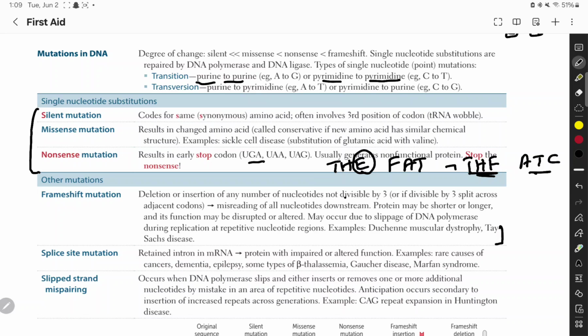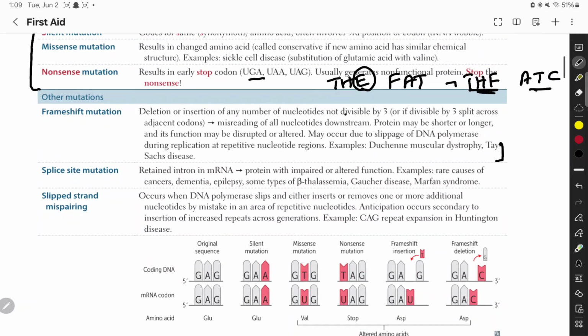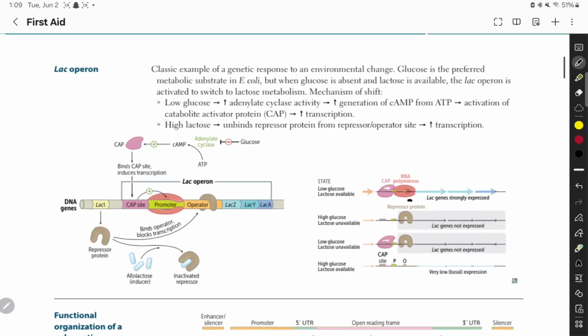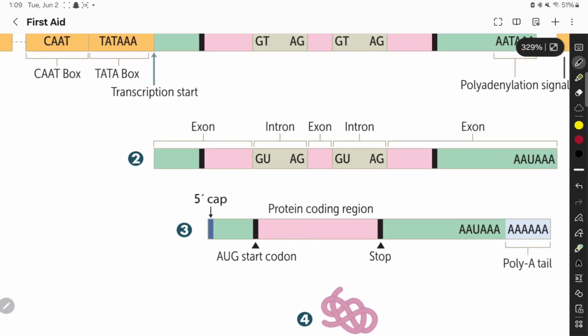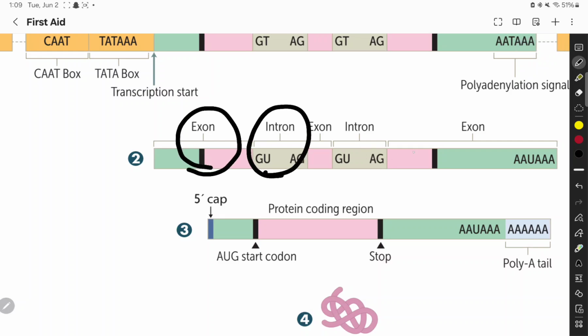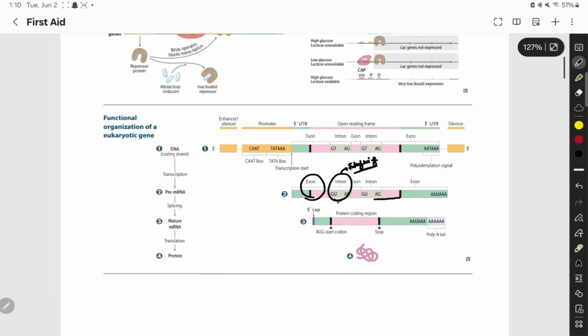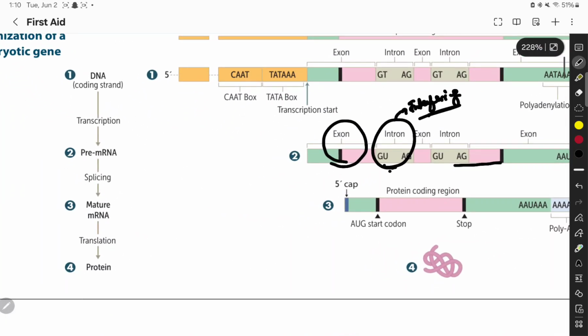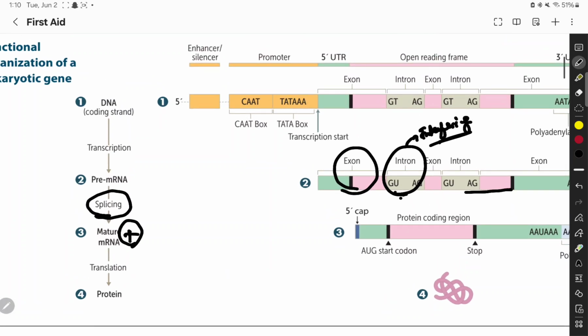Then we have splice site mutation. So for understanding of splice site mutation, you need to know the DNA structure, and that's important. It's important to know that there are exons and introns in an RNA. So you need to remember that you need to remove the introns because these are interfering members. You need to remove them. So if these introns are not removed during a process that we call splicing, mature messenger RNA is not formed.